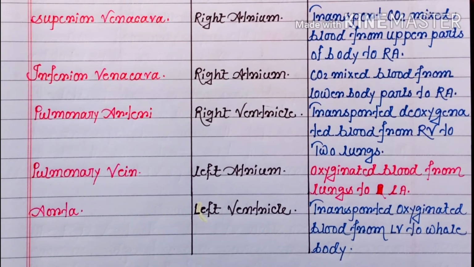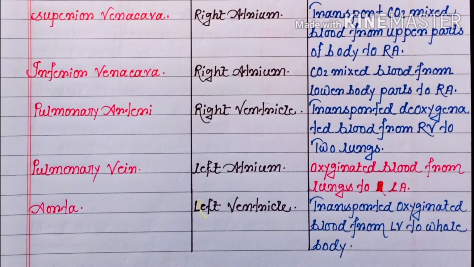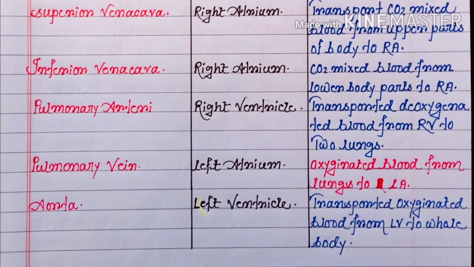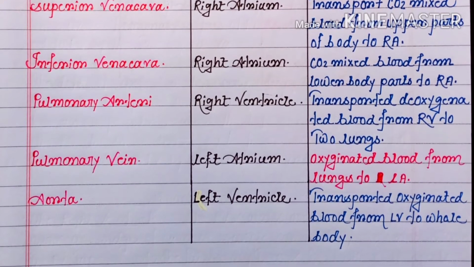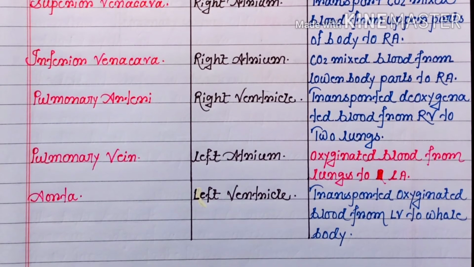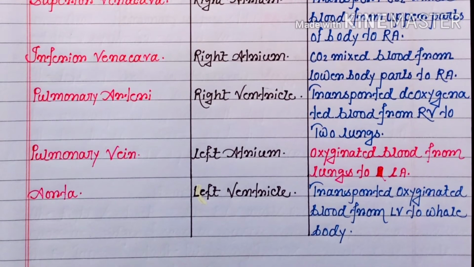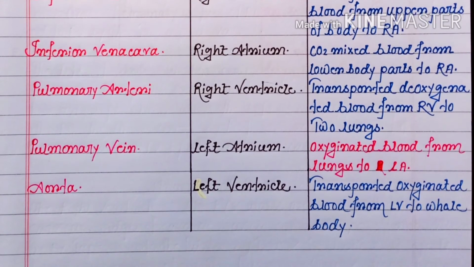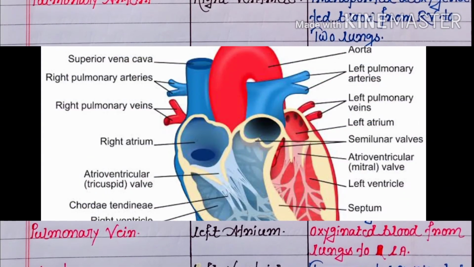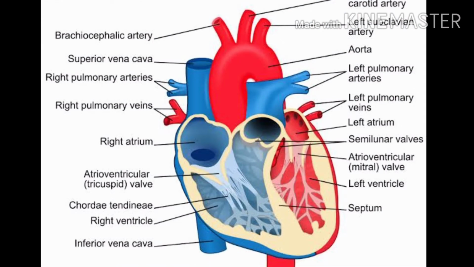Next, the aorta. This is connected with the left ventricle of the heart, and this aorta helps to transport oxygenated blood from the left ventricle to the whole body of human beings. Now it is the anatomical view of the human heart, and here you can see those blood vessels which are connected with the different parts of the heart.